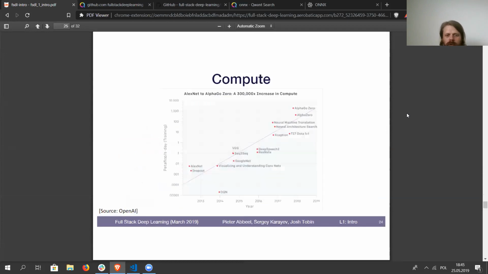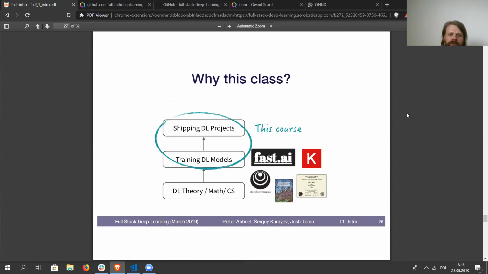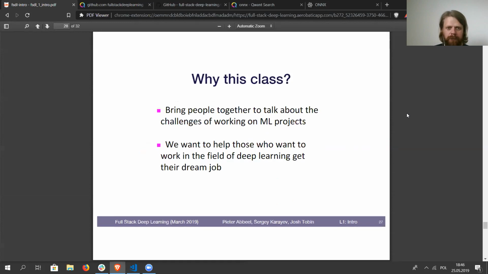So now we have more and more computer power, and we have more and more data. Again, we talked about this. This course is more of an overview of the overall deep learning projects.